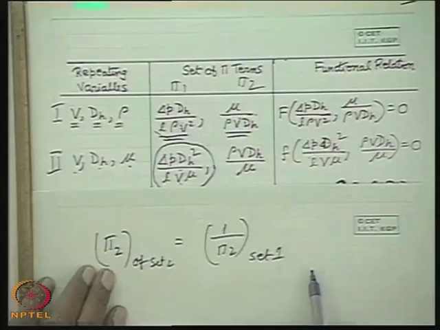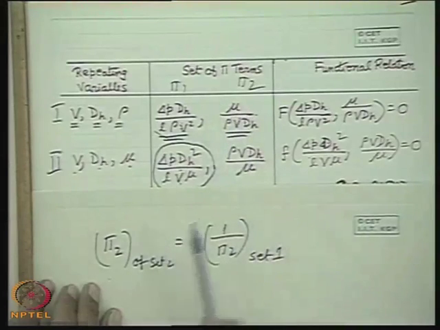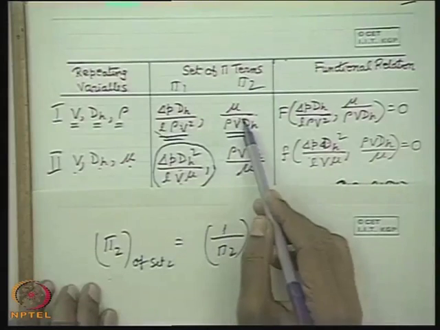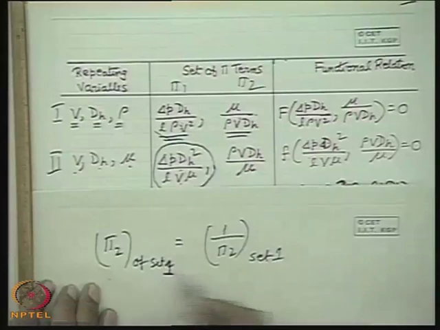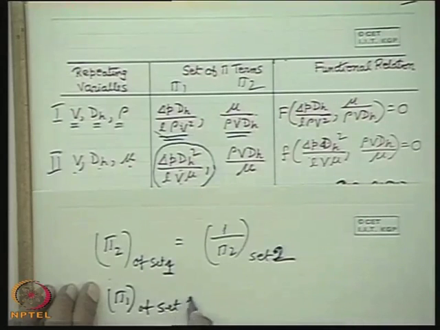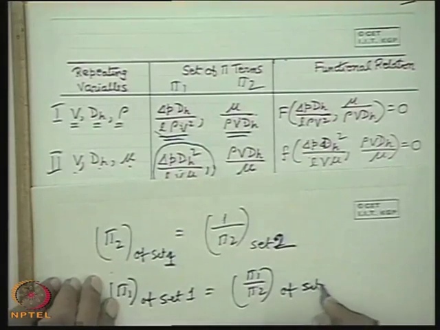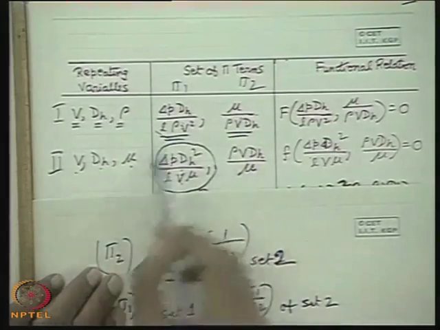1 by pi 2 of set 1. So you see that pi 2 of set 1 is 2. This pi 2 of set 2 is 1 by pi 2 of set 1, rather 1 by pi 2 of set 2. Similarly, pi 1 of set 1 is nothing but pi 1 by pi 2 of set 2. That means if I divide this one by this pi term, I get this.